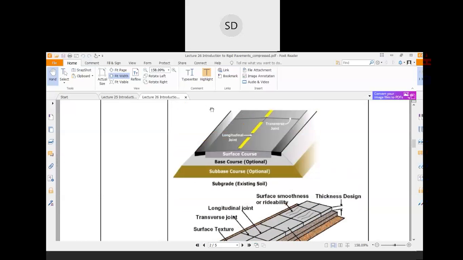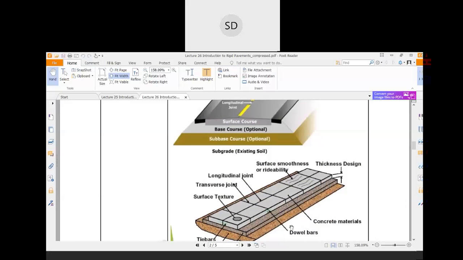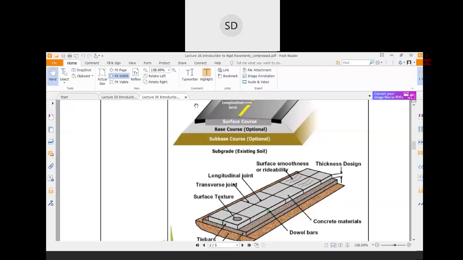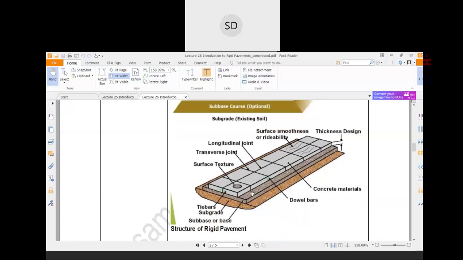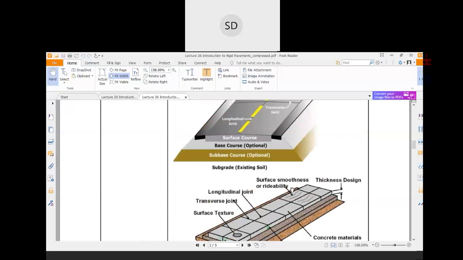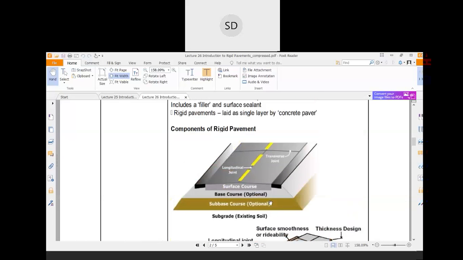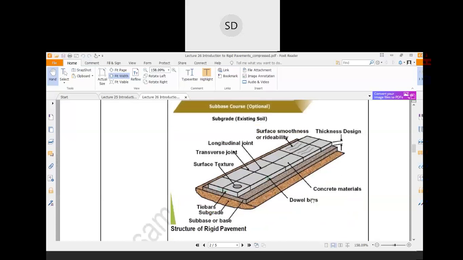Now, along the transverse direction, generally dowel bars are used, which transfer the load very effectively from the adjoining component. And in the longitudinal direction, another type of reinforcement is used, which is called tie bars, which will transfer the load in the longitudinal direction.